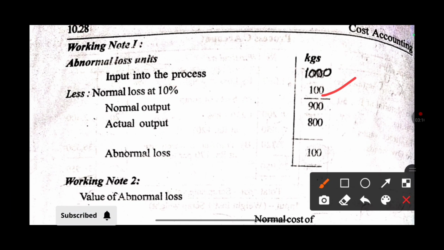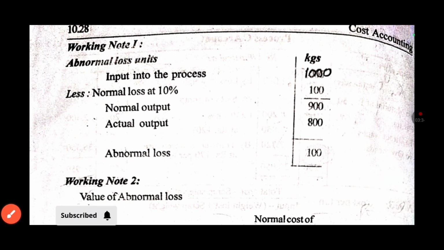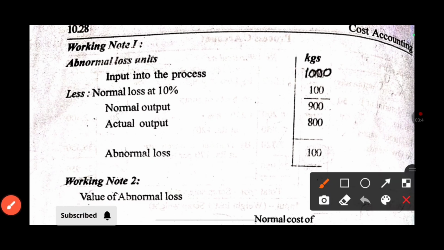So after finding out the normal loss through input quantity, it is to be deducted, it is to be subtracted. So the normal loss 100 kilos is subtracted from the input quantity 1000 kilos, you will get 900 kilos. The 900 kilos is called normal output. After deducting normal loss from the input quantity, you got the quantity. That quantity is called as what? Normal output. So the normal output we get 900 kilos.